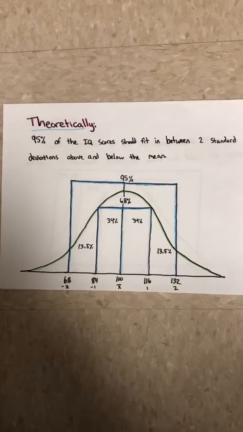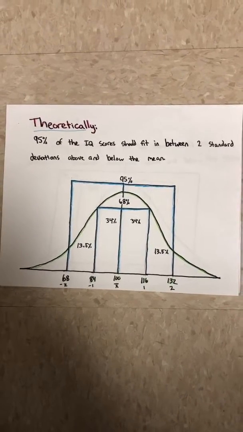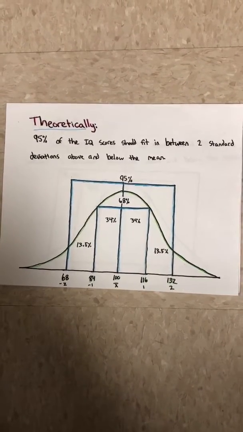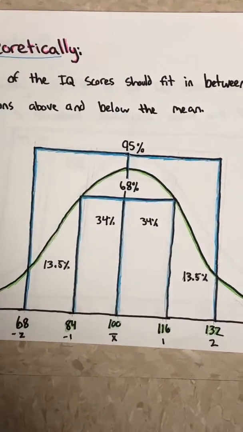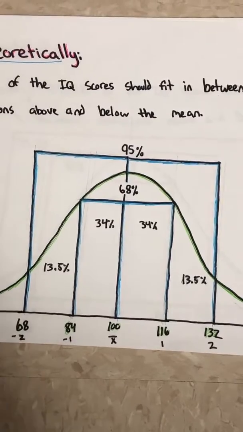Theoretically, 95% of the IQ scores should fit in between two standard deviations above and below the mean. This means that 95% of people score between 68 and 132 on their IQ test.